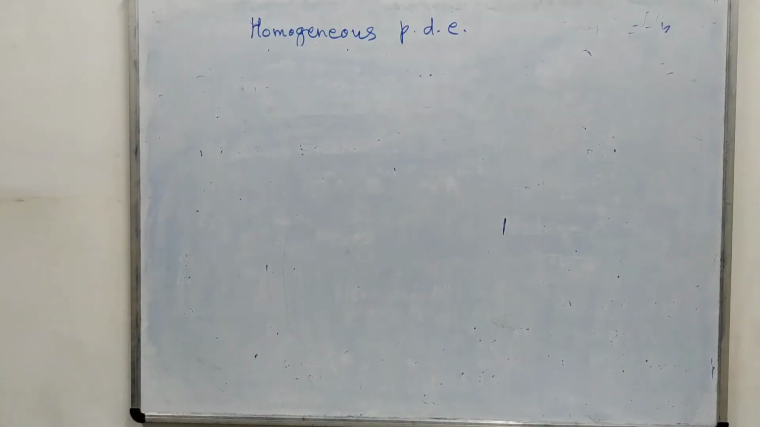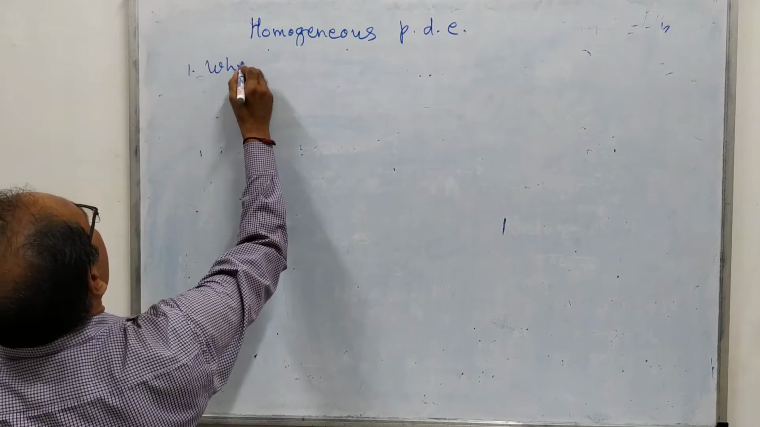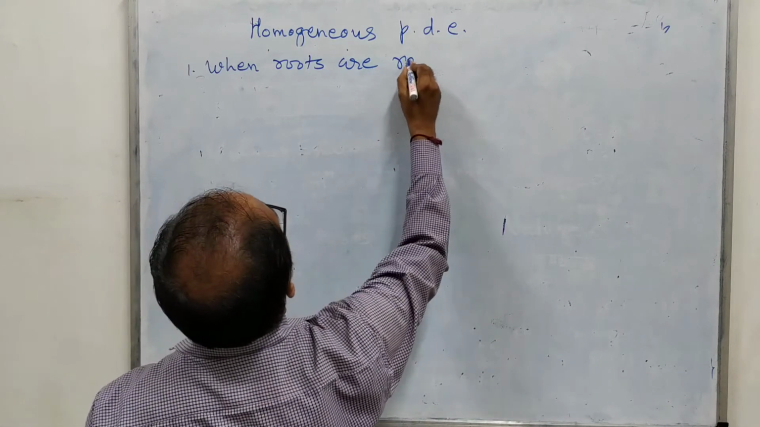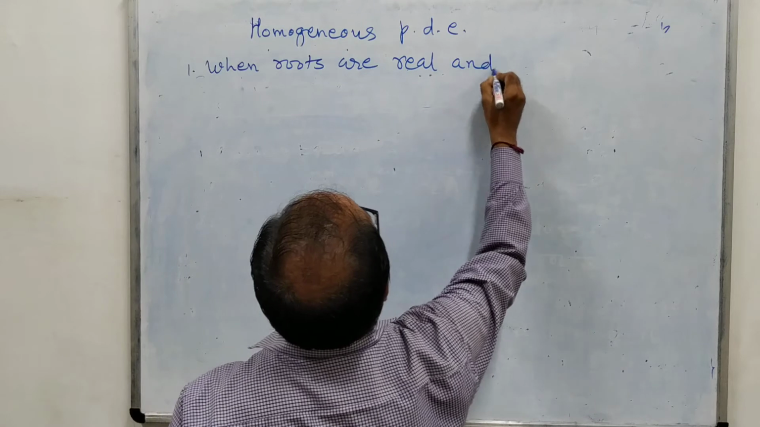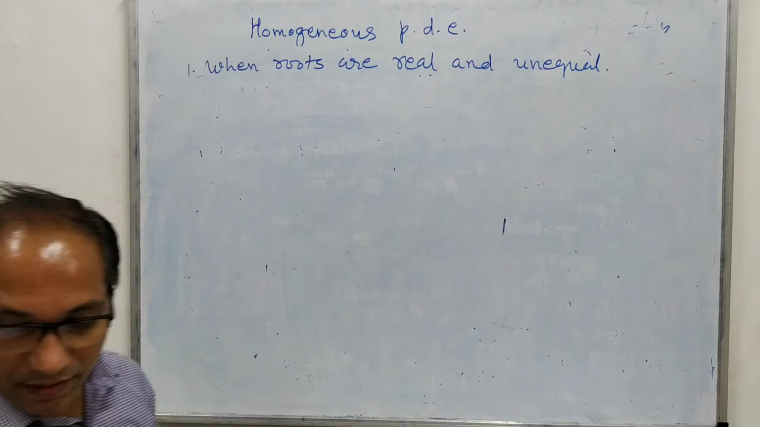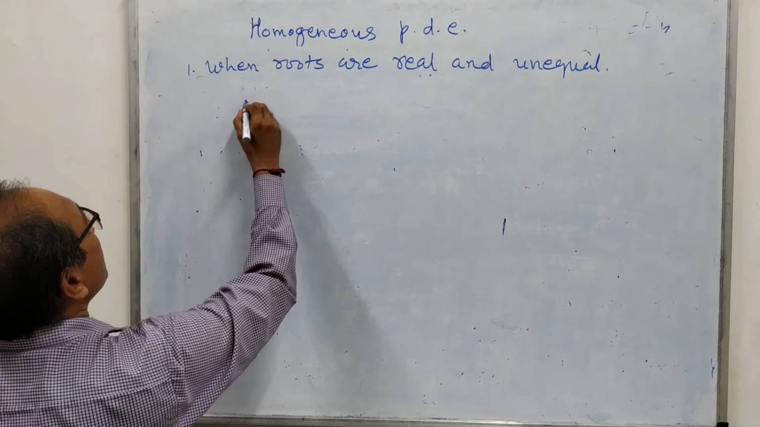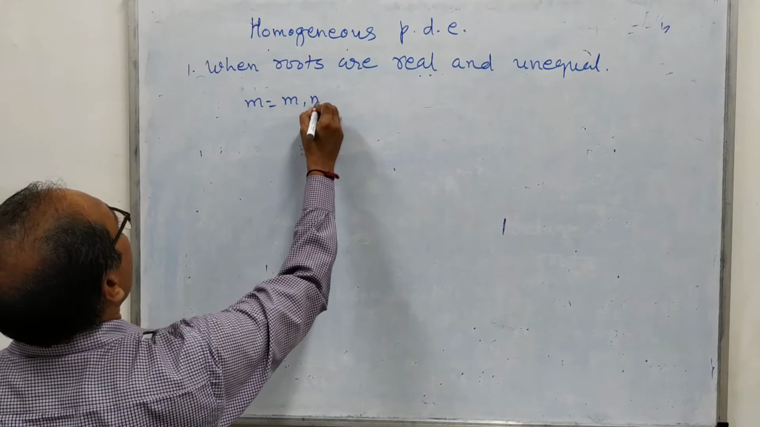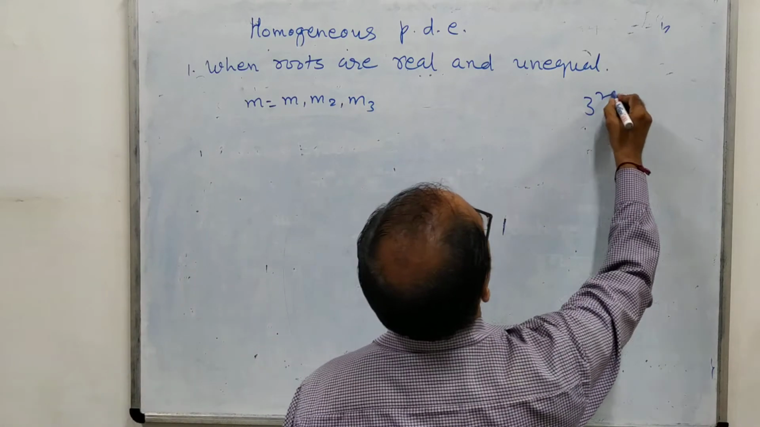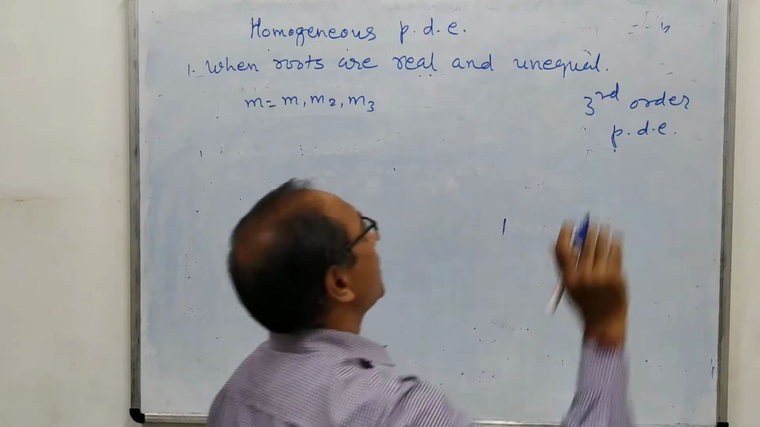Okay. Suppose when roots are real and unequal. When the roots are real and unequal, suppose that the roots are say m1, m2, m3. We consider only 3 roots by considering that it is a given third order PDE. Okay. You can go for further higher order also.